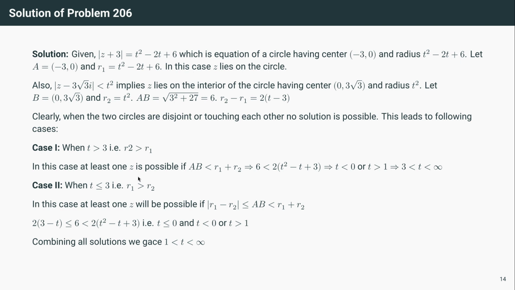Now the second case would be when t is less than or equal to 3, that is, R1 greater than R2. If t is less than 3, clearly this will become a negative quantity and R1 will be greater than R2. So in this case, z would be possible if |R1 - R2| is less than or equal to AB, which is less than R1 plus R2. Again, we solve and find that t should be greater than 1 or t should be less than 0. So from these two, we combine the solutions and arrive at the result that t can be between 1 and infinity.